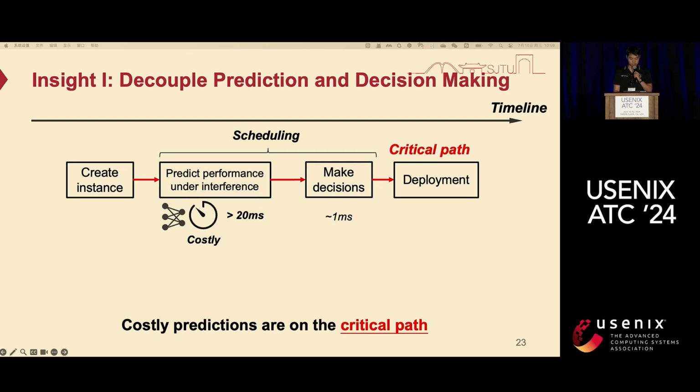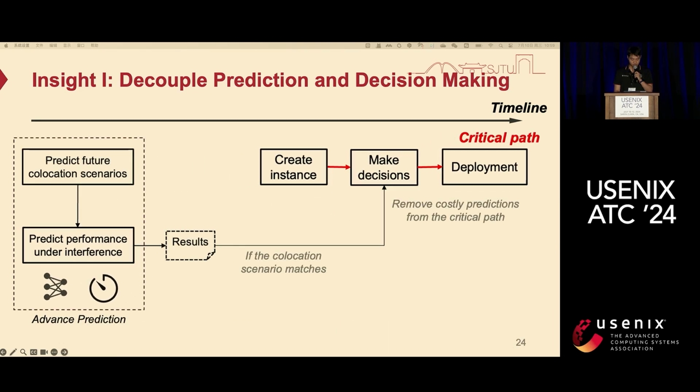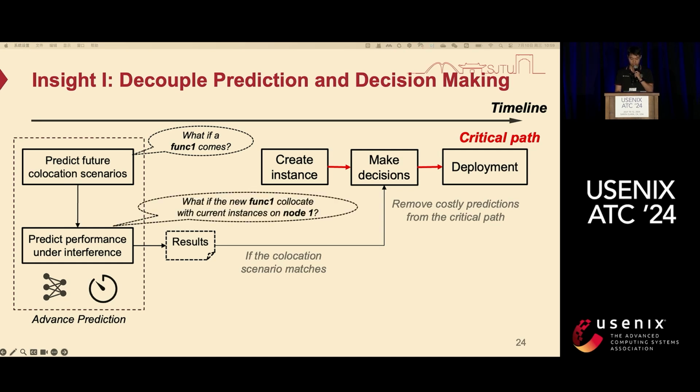Since after overcommitment, the deployment density is deliberately increased, the costly prediction is on the critical path of scheduling. This is the root cause of the trade-off between prediction accuracy and cost. So, if we could assume how instances come before the instances actually arrive, for example, assume that an instance of function 1 will come to node 1, we actually assume the future co-location scenario on node 1. That is, the new instance of function 1 is co-located with current instances on node 1. So we can predict the performance according to the assumed co-location scenario in advance.